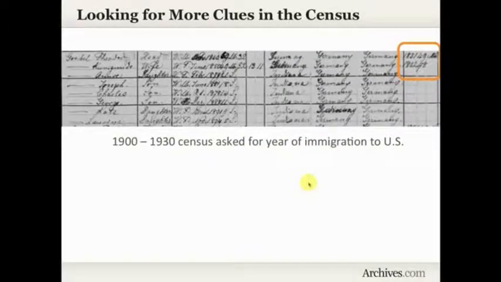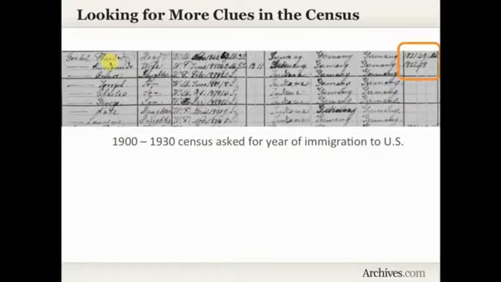And also, thinking about finding more clues, we can also find more clues in the census. Now, here's a little bit more of that census record we saw earlier, the 1900 census for Theodore Goble and his wife. If you scroll over to the right-hand side in the 1900 through 1930 censuses, it asked for the year of immigration to the United States.